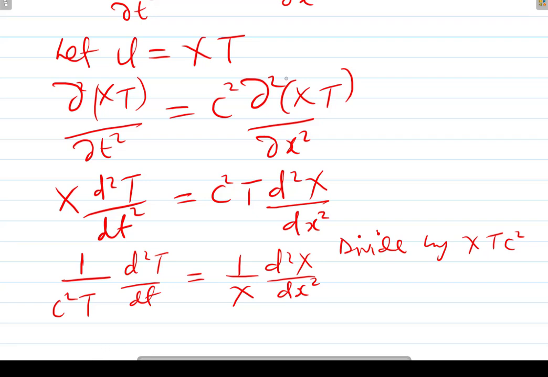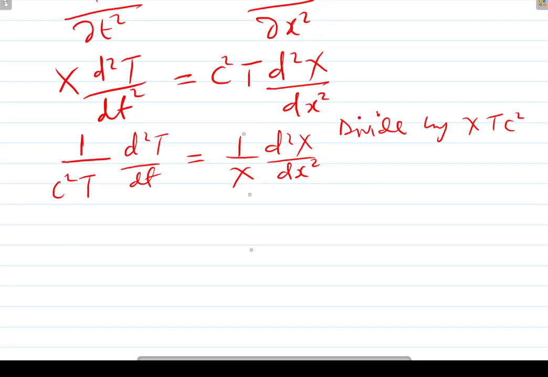Okay, so it's to avoid this one having a constant here. And then like before, we equate it to a negative constant. Let's say negative lambda squared. I think that's the one we're using, or whichever, yeah, lambda squared. You can pick any constant here.